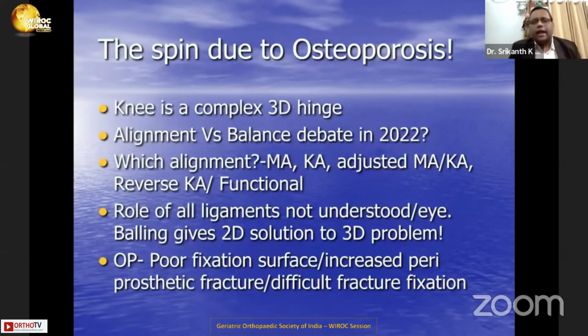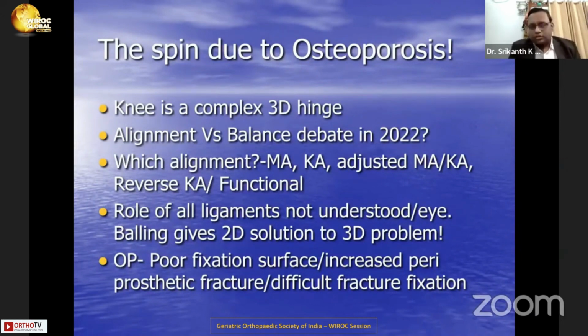What is the spin that adds to this complexity due to osteoporosis? We just understood that the knee is a complex 3-dimensional hinge. The alignment versus balance debate is still going on in 2022. Which alignment to use? Mechanical alignment, adjusted mechanical, kinematic alignment, adjusted kinematic, reverse kinematic, or the new functional alignment is still being debated in 2022.